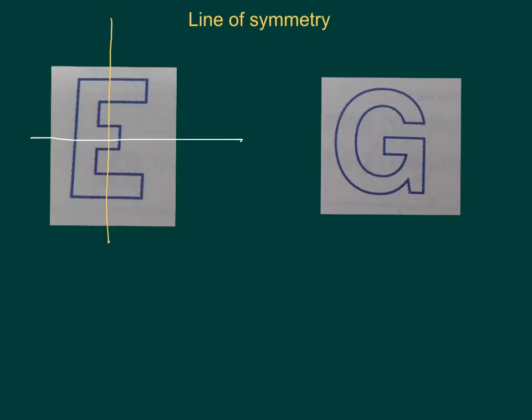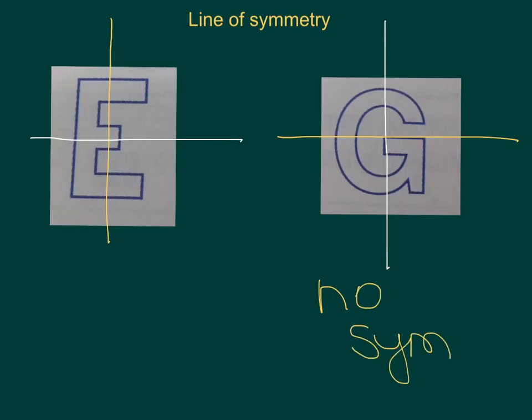Now if we look at the G, if we try to cross it this way down the middle, the line does not line up. And if we tried to cross it this way in the center, it also does not line up. So this one would have no symmetry because you are not able to fold the object in half and have it overlap perfectly.